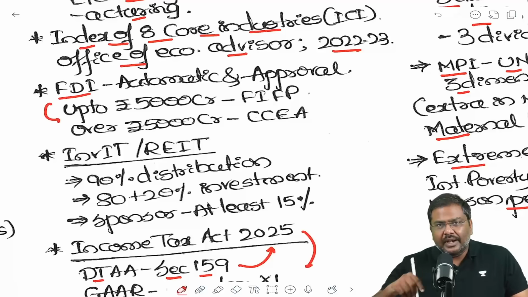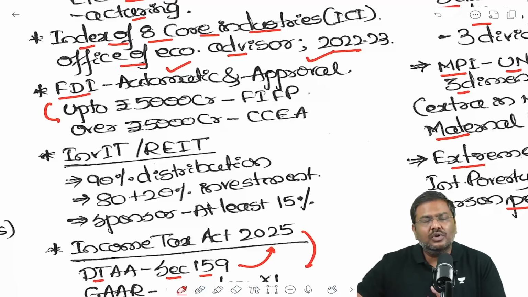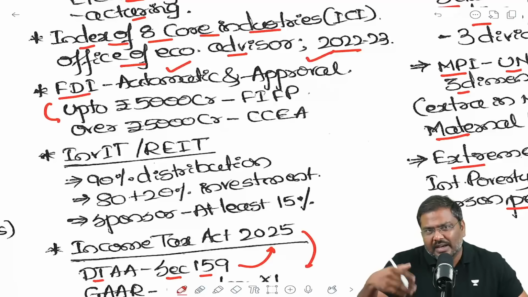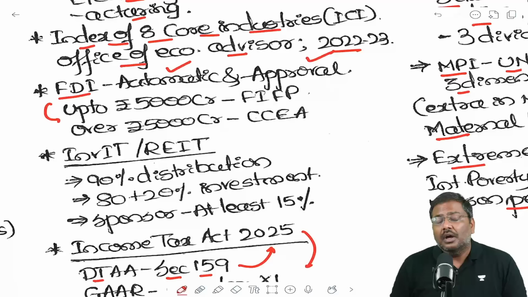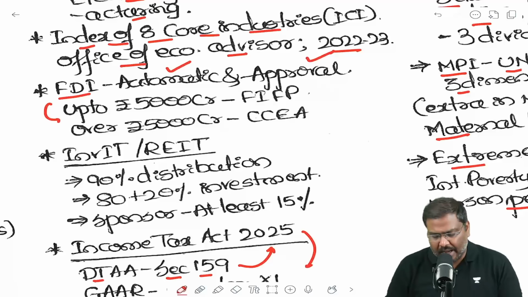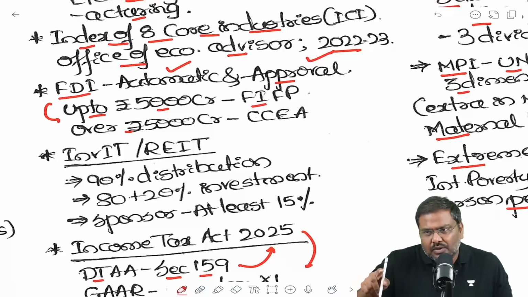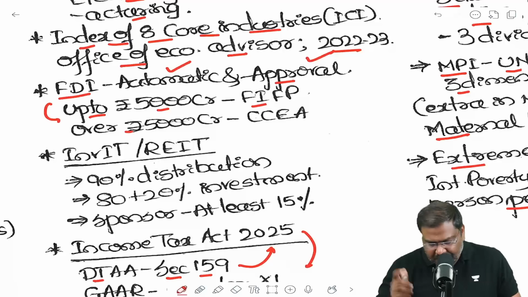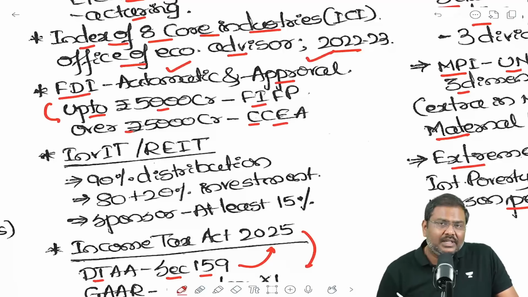FDI can come into India under two routes. One is the automatic route and the second one is the approval route. Under automatic, you don't require any permission. Bring in the money, invest, and within 30 days inform RBI. Whereas under the approval route, there are two methods. Up to 5,000 crore rupees, you will have to apply through the Foreign Investment Facilitation Portal, and for more than 5,000 crore, you will have to get the approval from the Cabinet Committee on Economic Affairs.